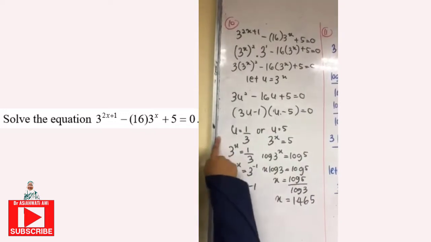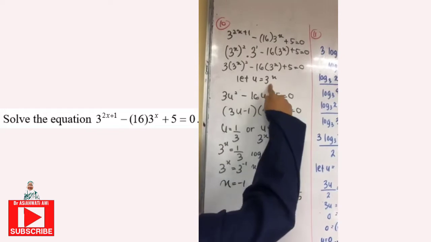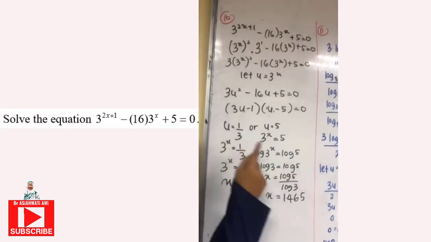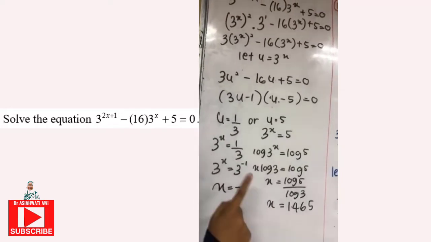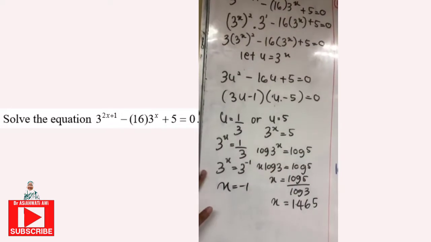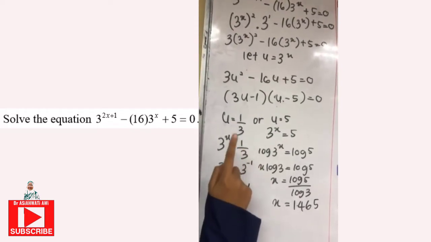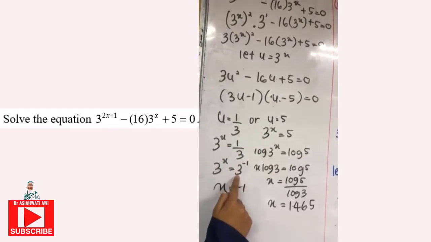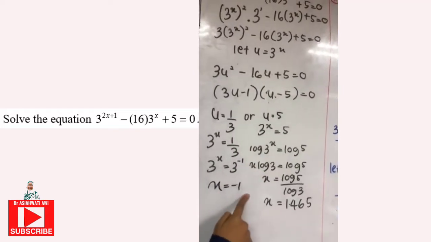So kita kena jadikan u ni, jadikan 3 kuasa x balik. So kita sub balik 3 kuasa x equal to 1 over 3 and 3 kuasa x equal to 5. So untuk selesaikan ni, 1 over 3 kita jadikan 3 power negative 1. So x equal negative 1.